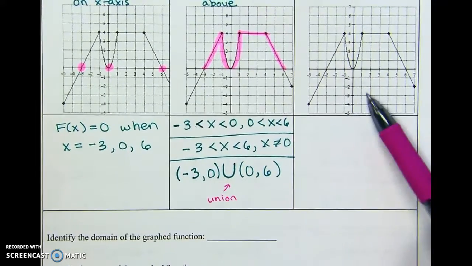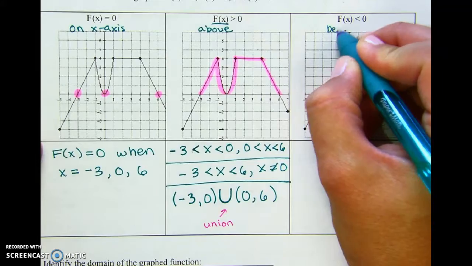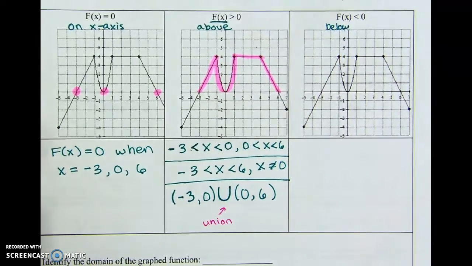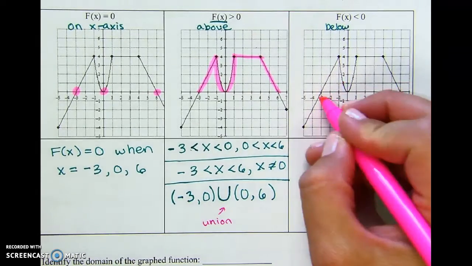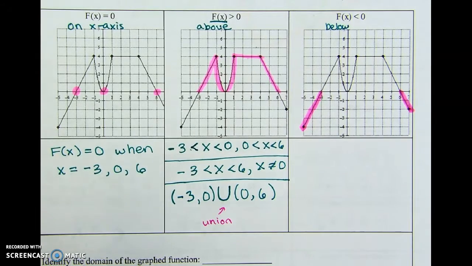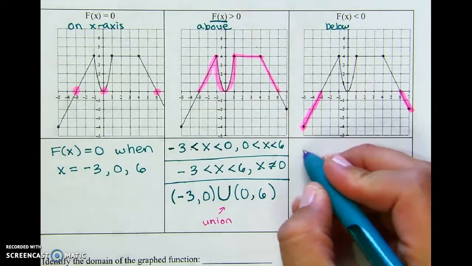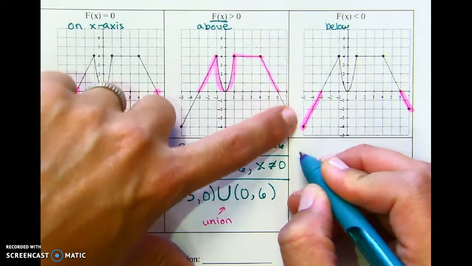All right, let's do this one now. So f of x is less than 0. What does that mean? Below. So this is below here and below here, and you're describing the x values. So the question is where? Where are they below? And the answer is, let's see here. What's the x value? The first x value we see?